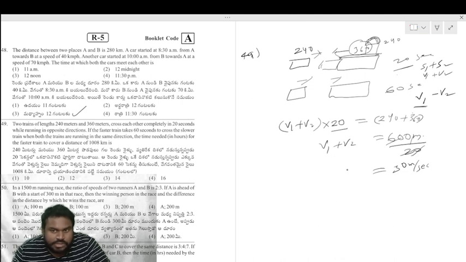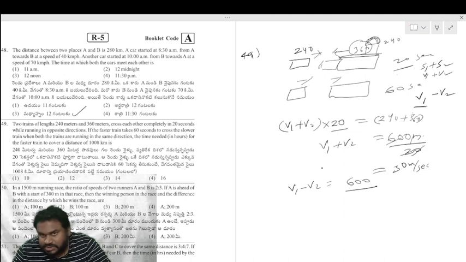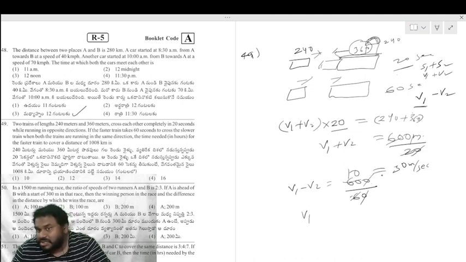In the same way, V1 minus V2 equals the distance, which will be the same because they have to cross, but the only difference is they are moving in the same direction. So V1 minus V2 equals how much time they are taking? 10. So V1 plus V2 is becoming 30 and V1 minus V2 is becoming 10. So it means V1 equals 20 and V2 equals 10.